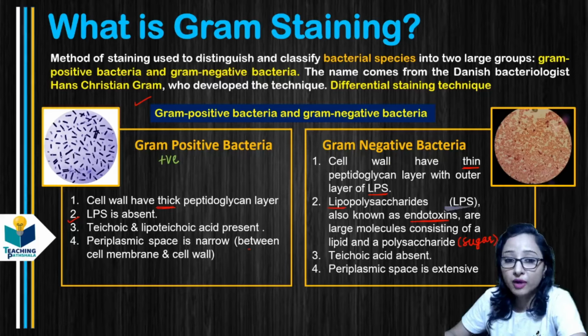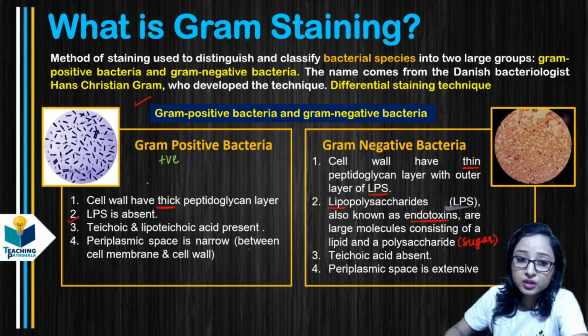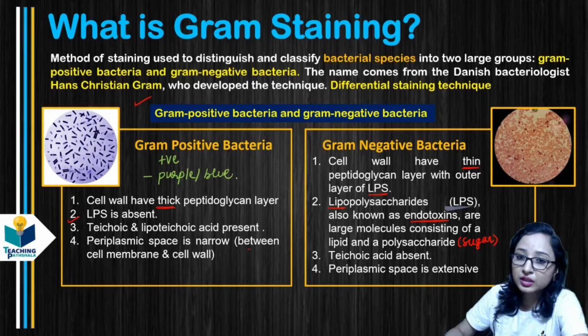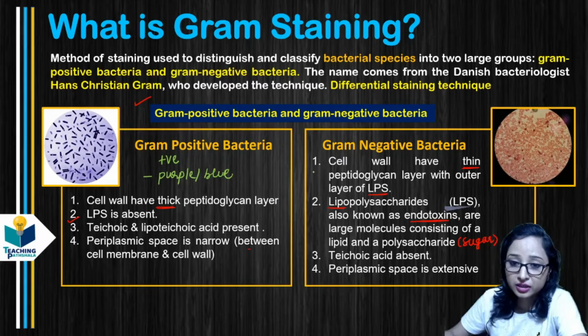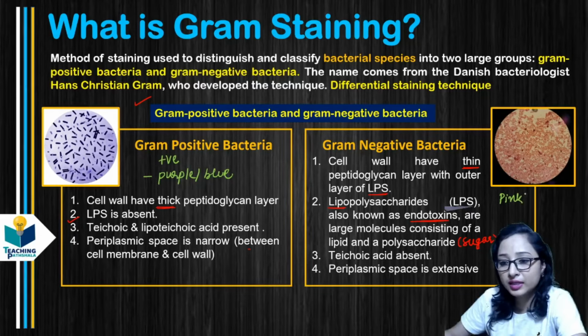If we talk about the final result, the gram positive bacteria will appear purple or blue in the last stage. When we observe the last stage, or do the last interpretation, we will see the occurrence of purple or blue colored bacteria. Whereas in gram negative bacteria, the final result will be in the form of a pink or red color.